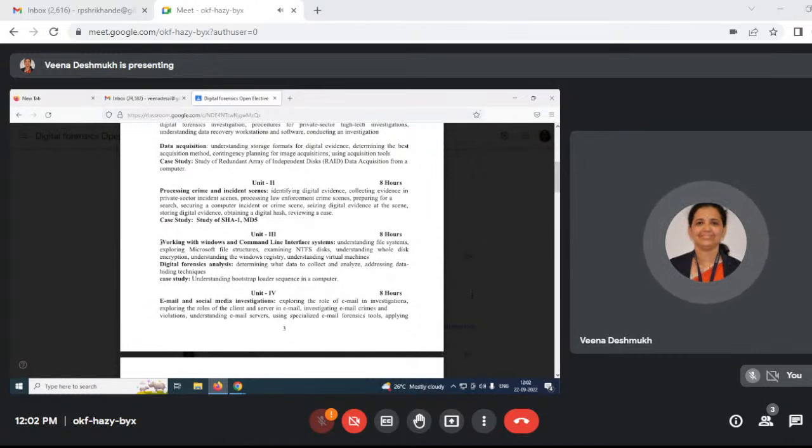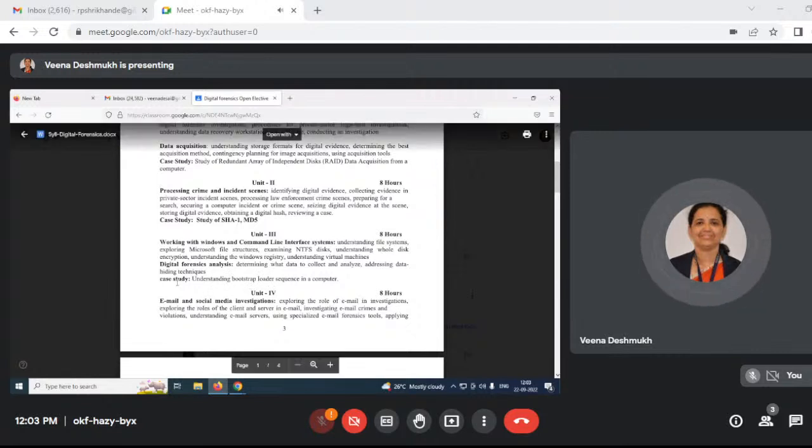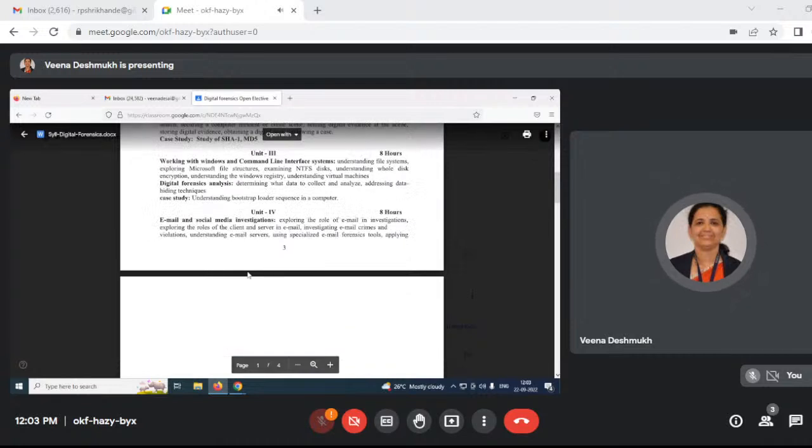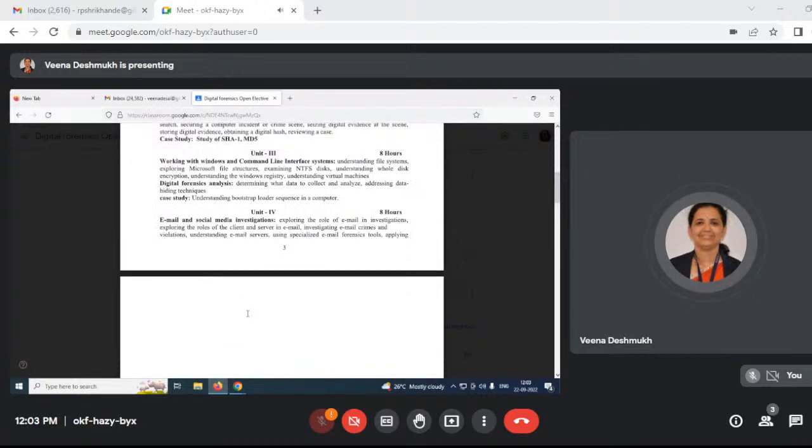Next, we have the tools, as I said, working with Windows and command line interface systems. There are very minimal command line commands. I generally make the students learn and do this for themselves, or your peers will do some small presentations on command line interfaces. So a little of DOS or Unix will help, though it is not a necessity. Then we have case studies for everything, and the case studies are very interesting and typical.